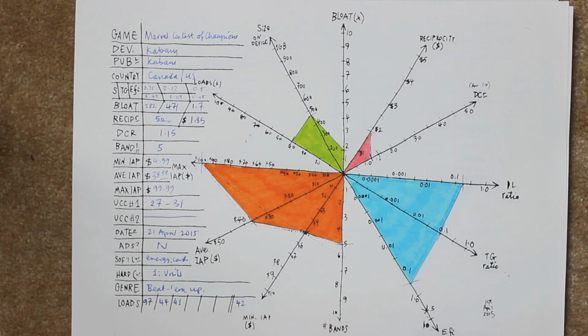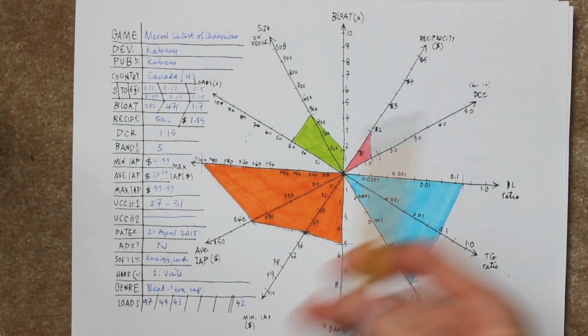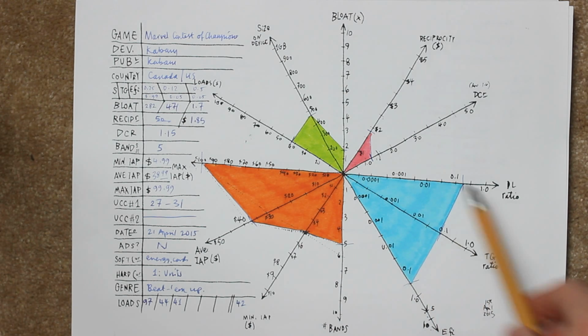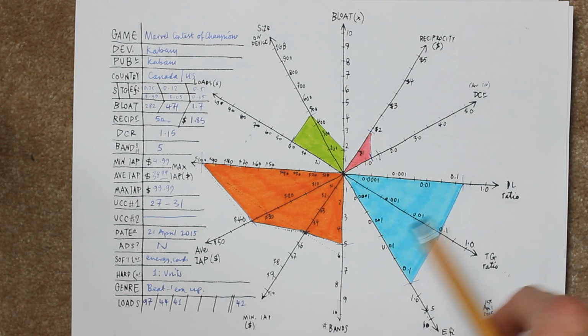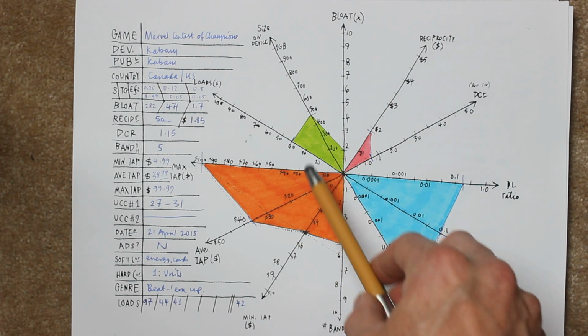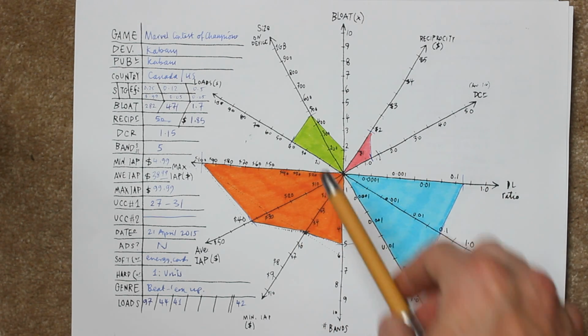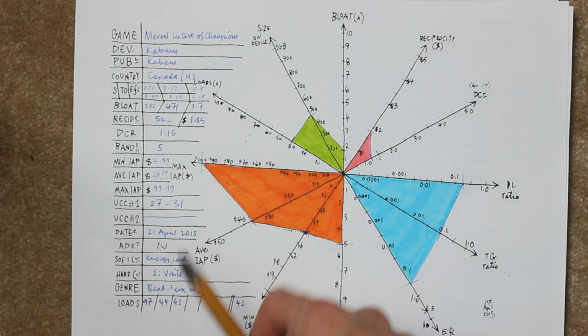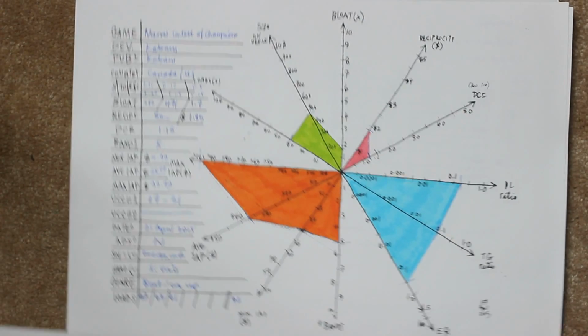So this is Kabam's Marvel Contest of Champions. These are all pretty successful games we're looking at. Again, we're seeing quite a large blue area here, a fairly successful game. This game seems to be doing tens of millions of dollars a month. If we look at this green area here, it's a bit smaller. It's on device about 500 megabytes, and the bloat's only 1.7.